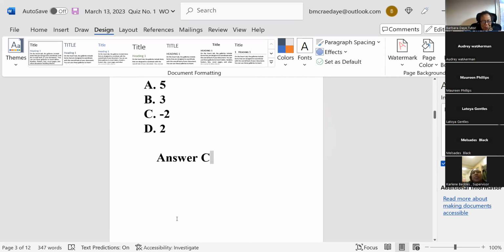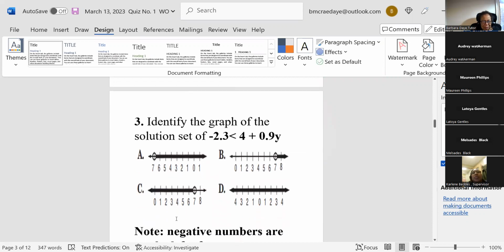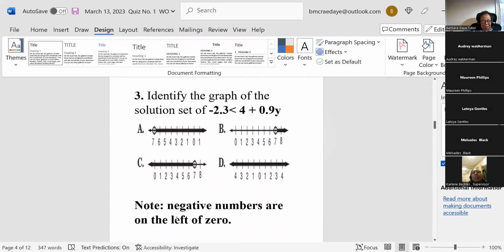Okay, let's go to number 3. Now, I gave you some graphs, but I told you the negative numbers are on the left of 0. So that means these are negative. These are negative. And of course, just right here is negative.